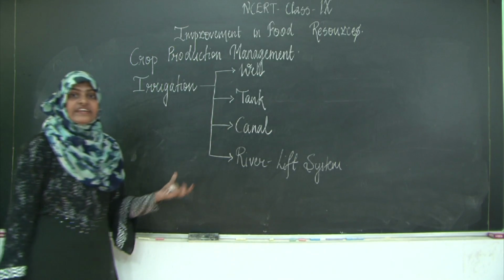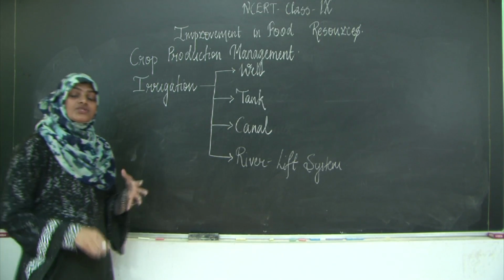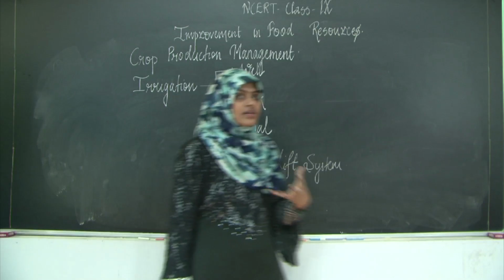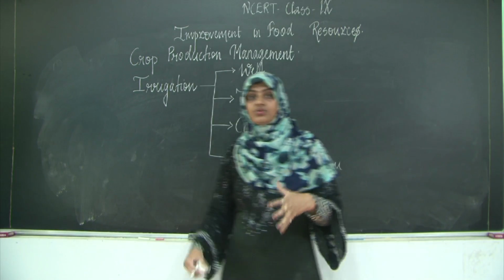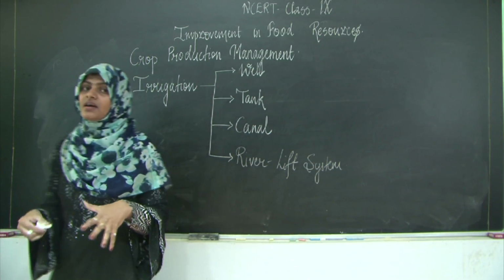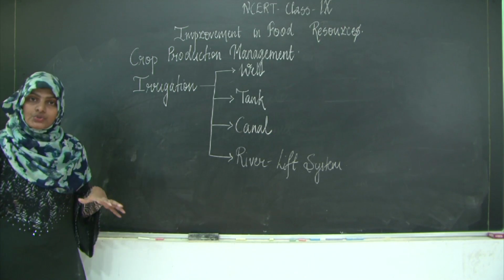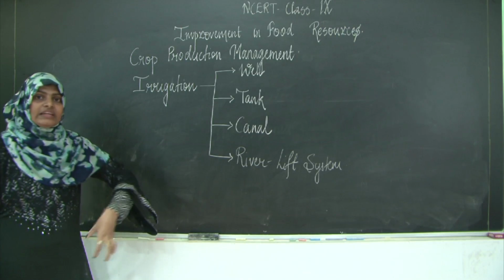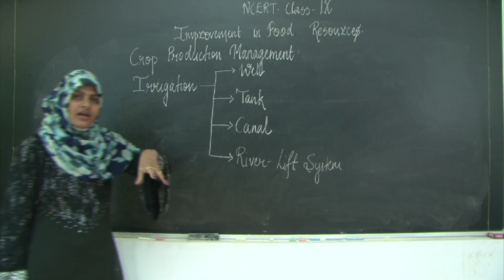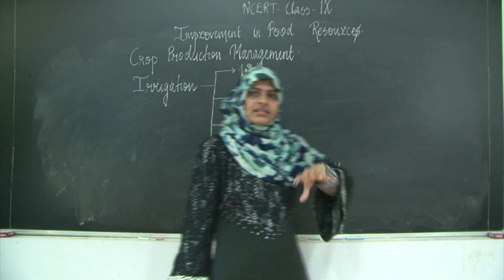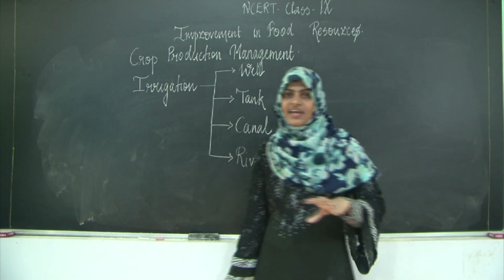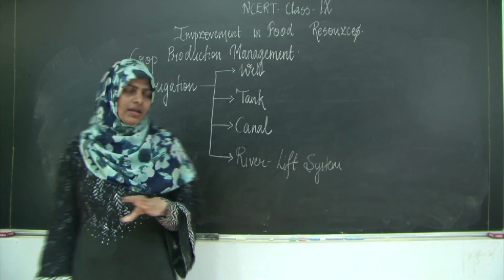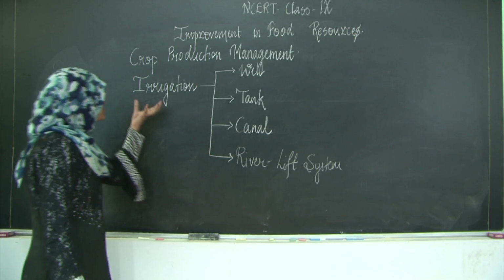This one is generally done at the places where there is too much water in the river. The rivers have a huge amount of water, or you can say the rivers which are very huge. Such rivers will have a river lift system, where you lift the water of the river and either store it or give it at the same time to the nearby agricultural land. So this is the river lift system. So it is all about irrigation.